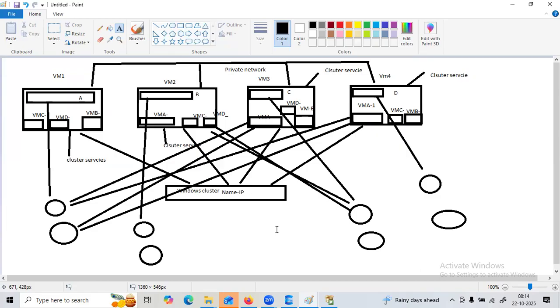If the service is not coming online, it won't take the ownership. That is the purpose of the quorum. So in an interview they may ask how many types of quorums we have. We discussed quorum, right? The quorums are 4 types. I will explain those later.